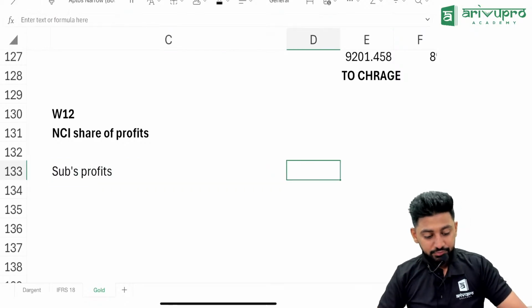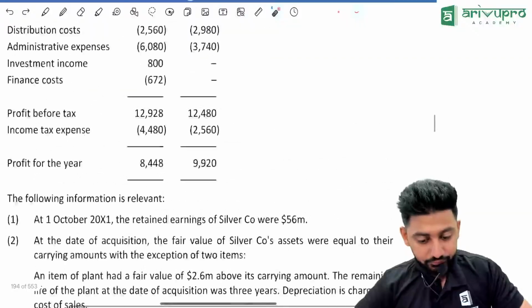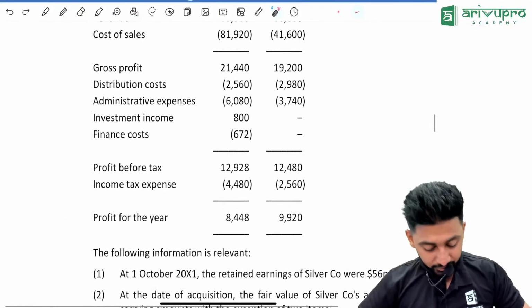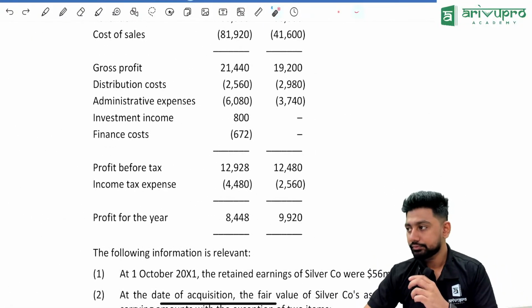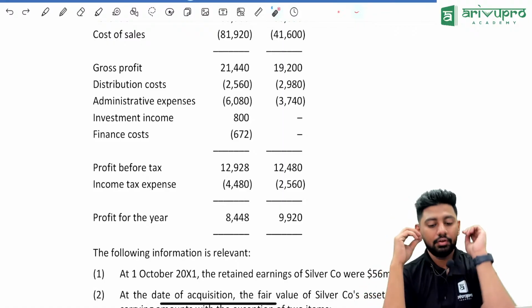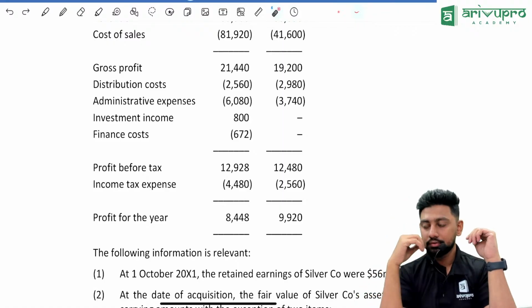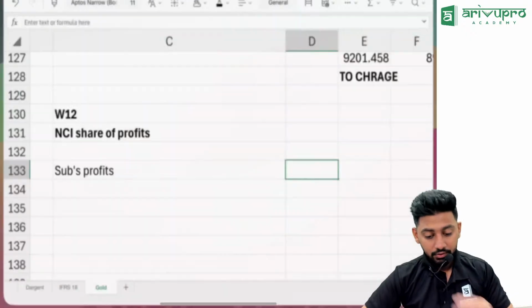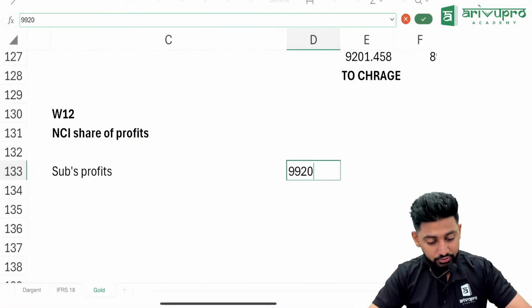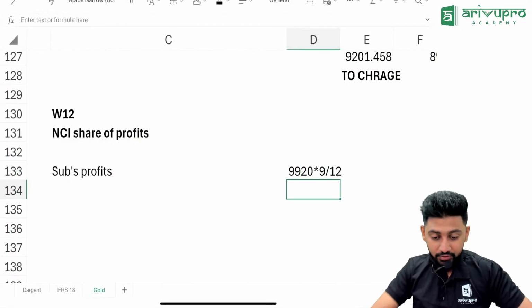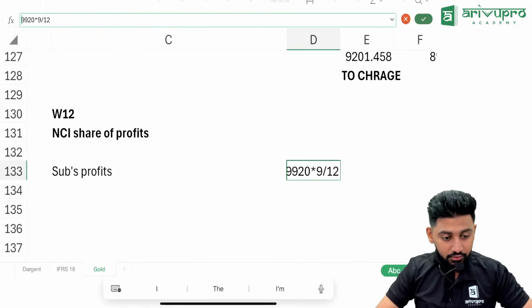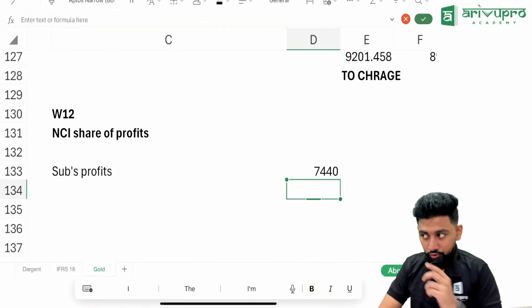How much is the subsidiary's profit, my dear? My subsidiary's profit is how much? 9,920. Super, 9,920 into 9 over 12. I need it for 9 months, correct? So that is going to be 7,440.